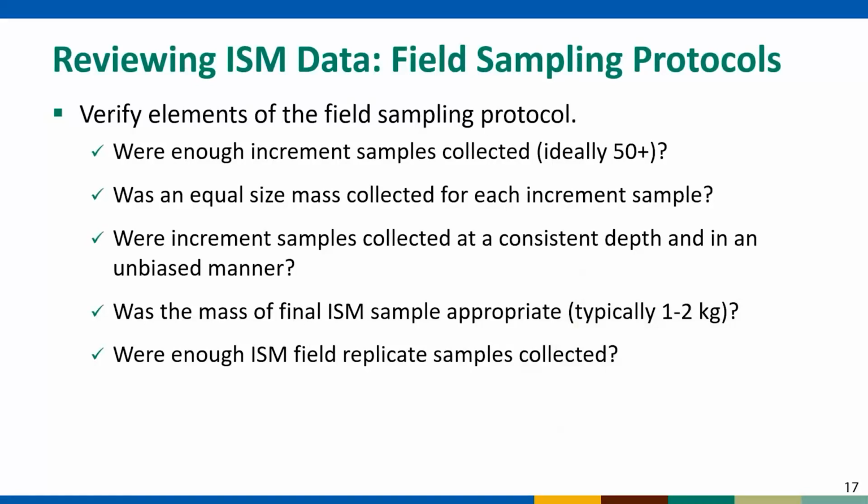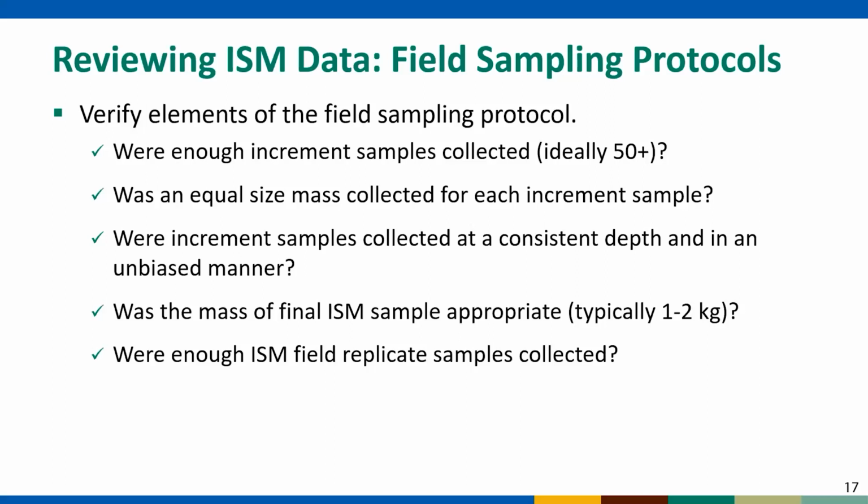The next step is to review the field sampling protocols. For discrete sampling, we use statistics to try to characterize the uncertainties that arise from fundamental sampling error and grouping and segregation errors. But with ISM, these uncertainties are minimized through the sampling process. Because of this, it is important to take a close look at the sampling protocols to see if the errors were in fact adequately minimized.